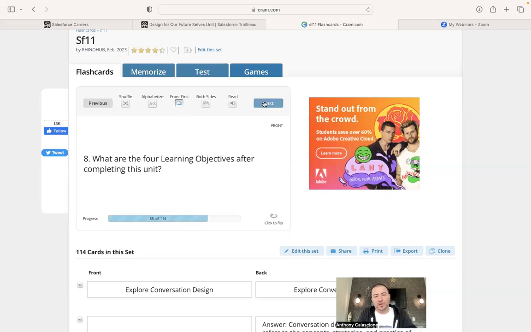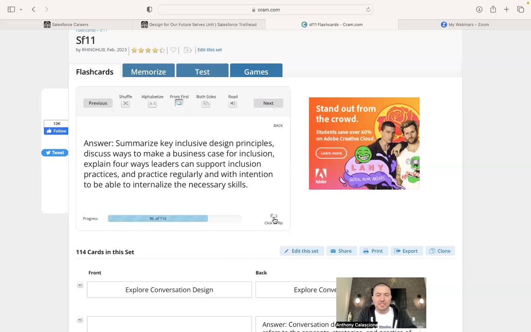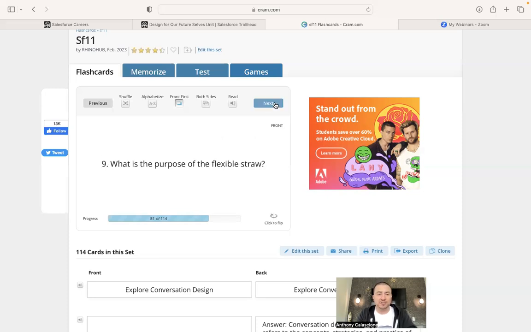What are the 4 learning objectives after completing this unit? Summarize key inclusive design principles, discuss ways to make a business case for inclusion, explain 4 ways leaders can support inclusion practices, and practice regularly and with intention to be able to internalize the necessary skills.